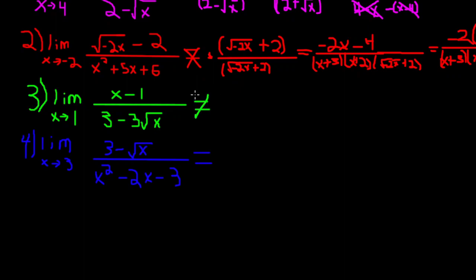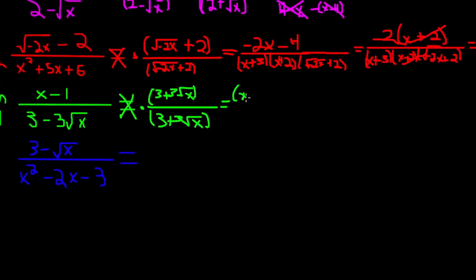So we're going to multiply by a clever form of 1. So we're going to make this a difference of squares. So we're going to do 3 plus 3 square root of x, 3 plus 3 square root x. That's going to give us x minus 1, 3 plus 3 square root x, divided by the difference of squares, so 9 minus 9x.